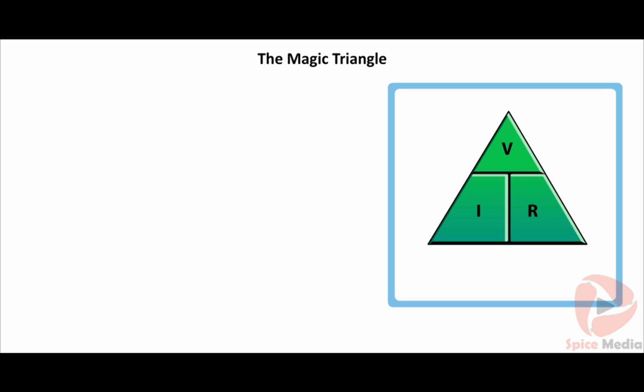The equation of Ohm's law can be written in other forms, which could be represented in the form of a triangle called magic triangle. Using Ohm's law, V is equal to IR, I is equal to V by R, R is equal to V by I.